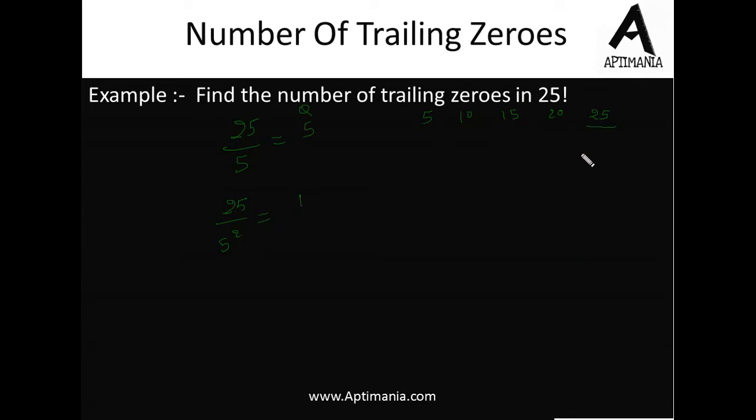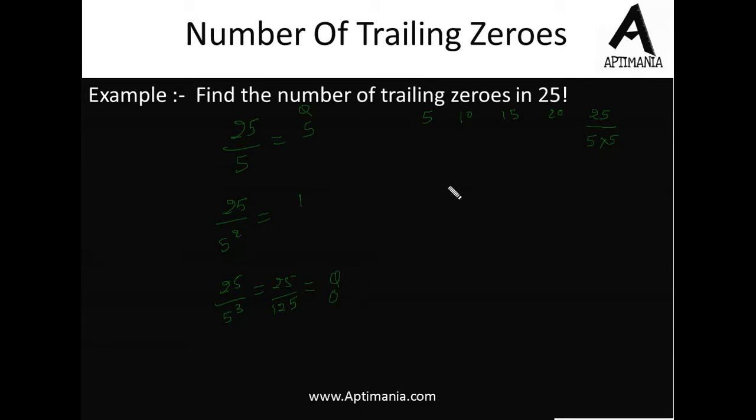So this is the only number having more than one 5. This is 5 into 5. Now we'll divide 25 by 5 cubed. Since 5 cubed is 125 and the numerator is less than the denominator, the quotient would be 0.